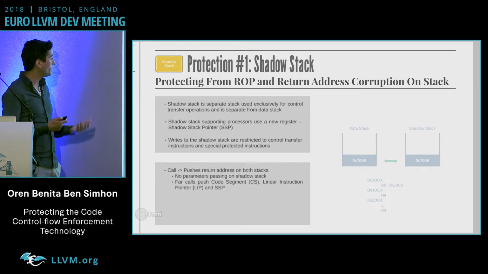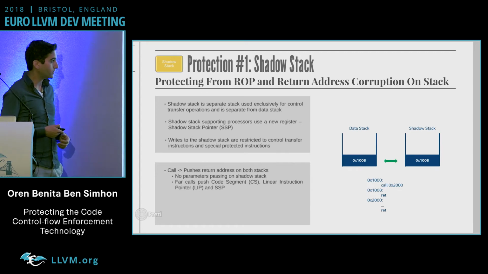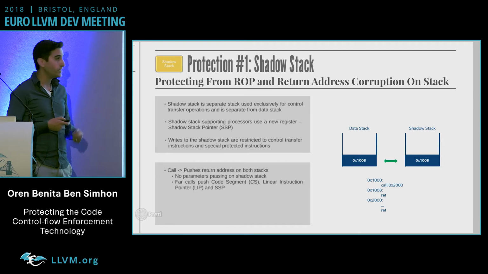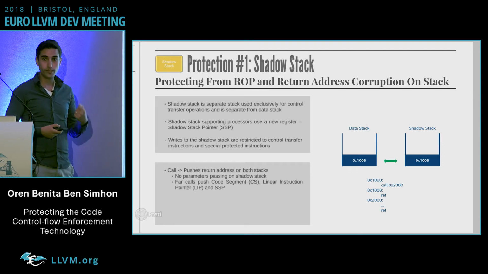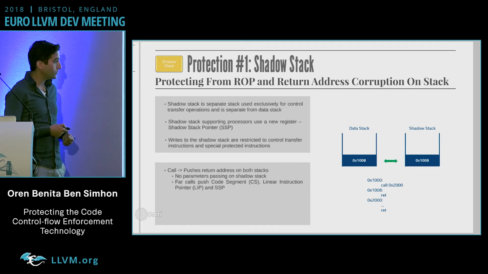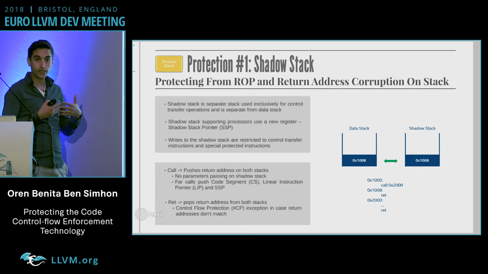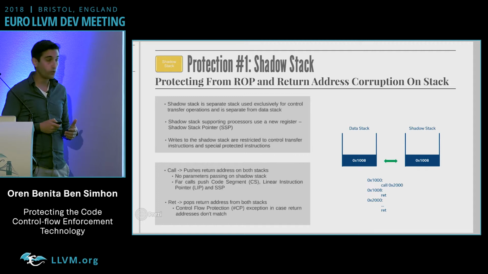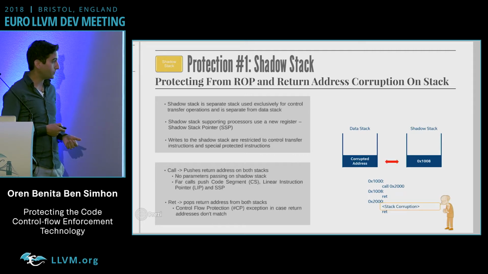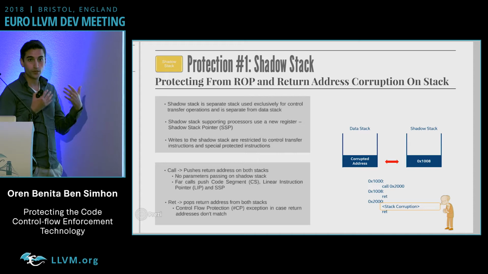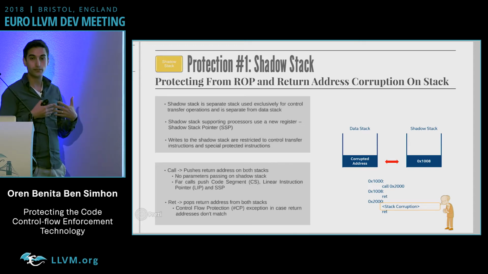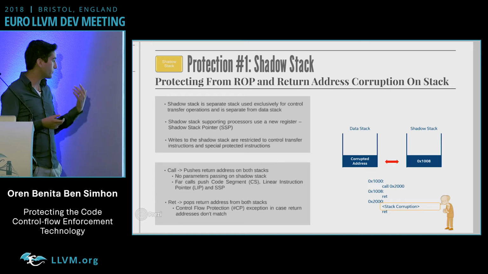Let's see an example. When we have a call instruction, in this example trying to call the address 2000, it will push the return address, which is the next address after this call, into both the data stack and the shadow stack. When we return from this function, the return instruction pops the return address from both of them and checks that they match. If they don't match, then we have a problem. For example, if someone evil tried to do some stack corruption in this function, then this address will be corrupted. When we return, we will try to match those two addresses and see that they are not equal. In that case, we will raise a new exception called the control flow protection exception.